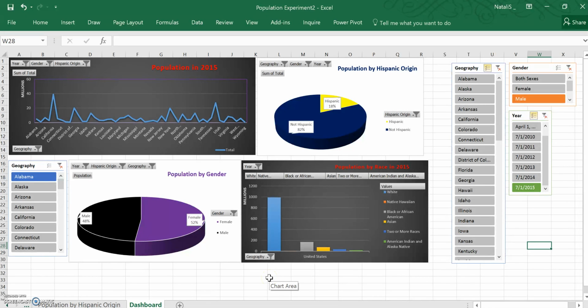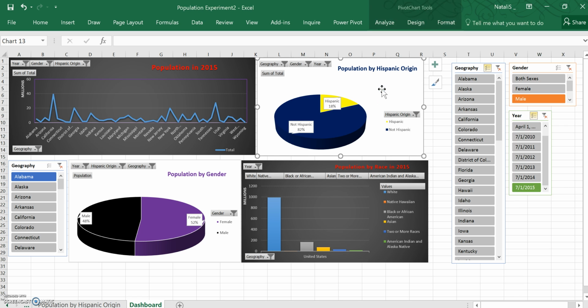I brought all the results to the dashboard, played a little bit with the types of charts and color, and right here we can visualize all the information about the US population. I added some slicers so it would be easier to see what's going on. For example, on this chart, population by Hispanic origin, we can see information about both genders, about just female, or about just male, which is almost the same number.